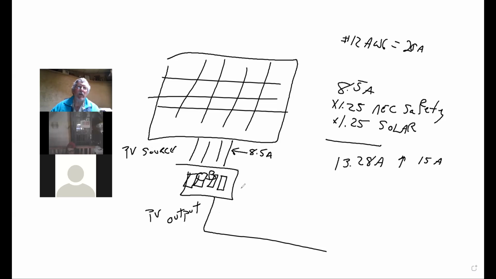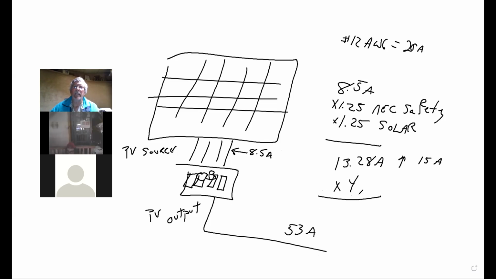So one of the purposes of a combiner box is to take multiple strings and combine them in parallel. Well, when you hook things up in parallel, the voltage remains the same, but the amps increase. Well, if we're coming in at 8.5, or now we've already done it times the safety margins, 13.28, we're hooking up 4 of them. We just take that times 4, and we're going to end up at 53 amps. And so the wire has to be sized to carry 53 amps.